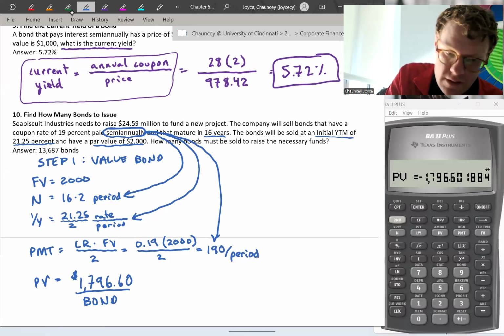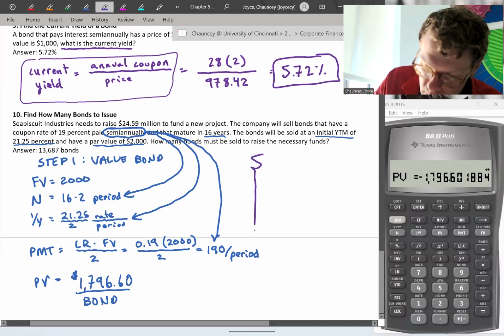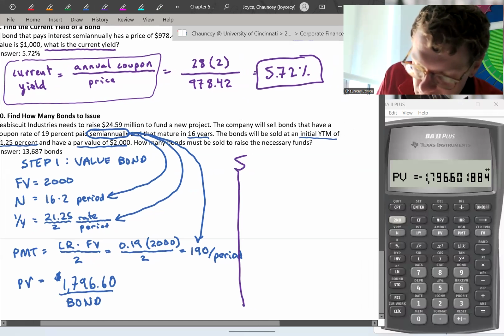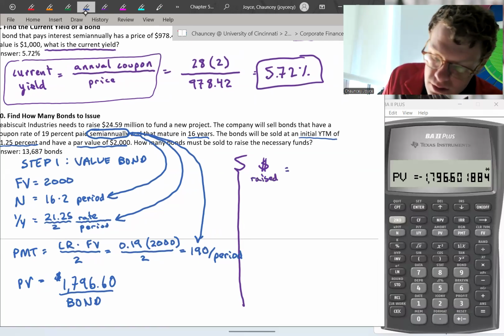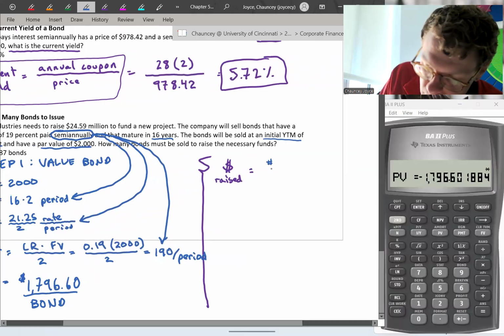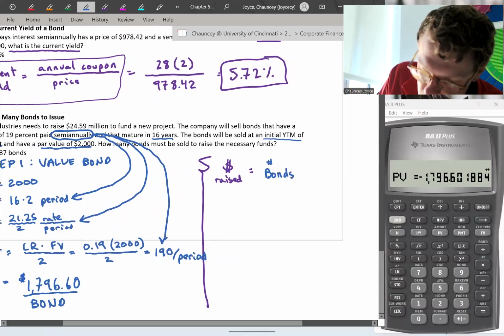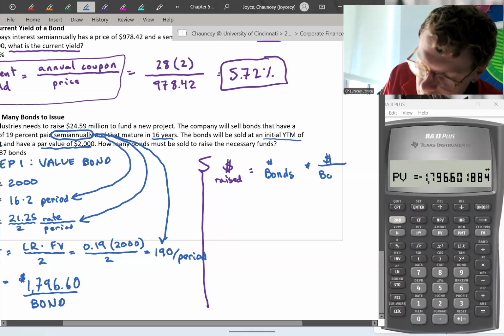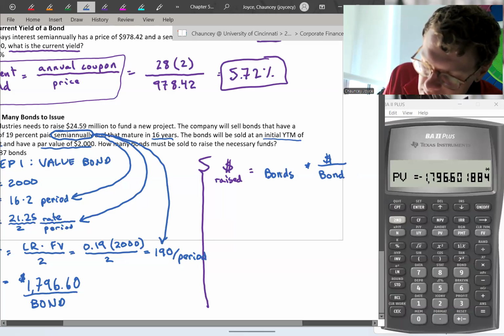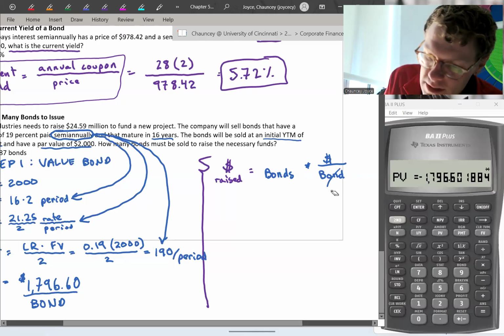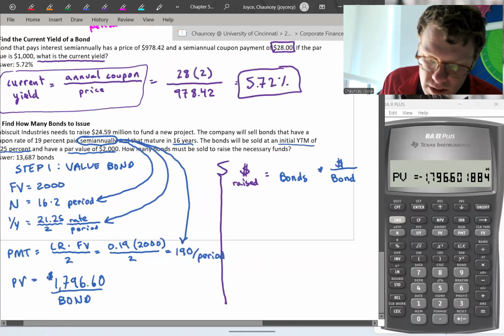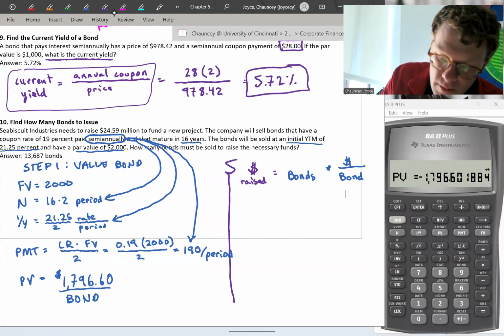And then step 2 of this question is to raise the necessary funds. So you could think of this in terms of units. The amount raised, the dollar amount raised, is equal to the number of bonds issued times the price per each bond. So then if this is number of bonds, then these units will drop off. So all you need to do is set these two terms equal to the 24.59 million.